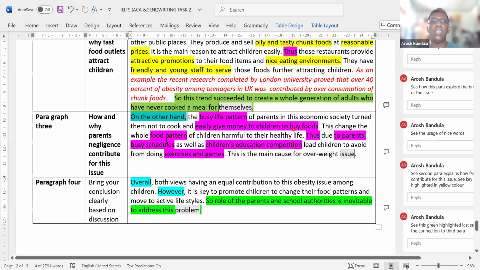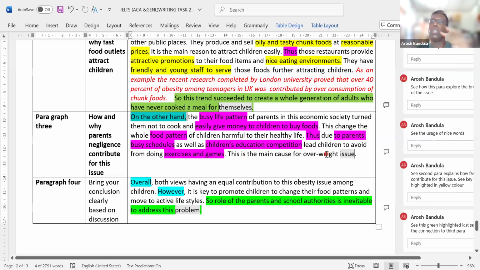This changed the whole food patterns of the children and is harmful to their healthy life. Thus, due to parents' busy schedules, as well as children's education competition, children are led to avoid doing exercises and games. They are not doing exercises. This is the main cause for the overweight issue.